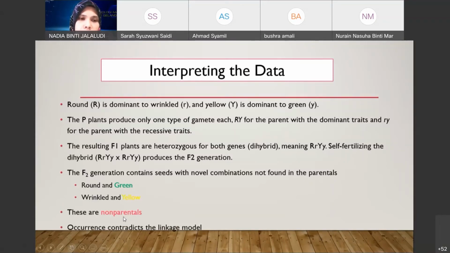Maksudnya kita punya inheritance tu is not ikut parents semata-mata. Bukan purely ikut mak ayah you lah. Dia mungkin akan ada dapat daripada atuk nenek you sekali dapat.